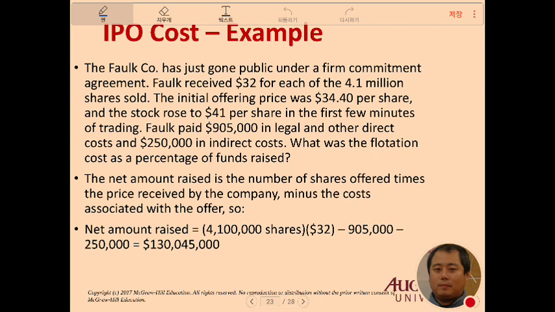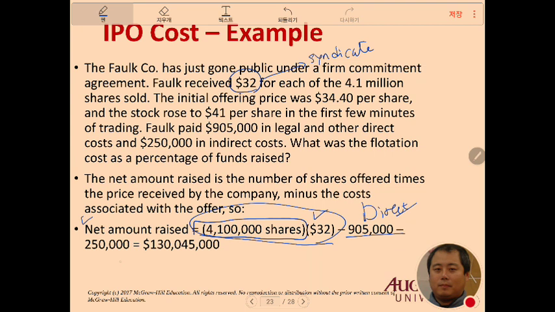Now, if you look at this, first of all, the net new amount to raise: you sell 4.1 million shares at $32, right? $32 to the syndicate. So that's the money you raise, and then pay the direct cost $905,000 and the indirect cost $250,000. So the money the company really raises is $130,045,000. That's the money they raise.